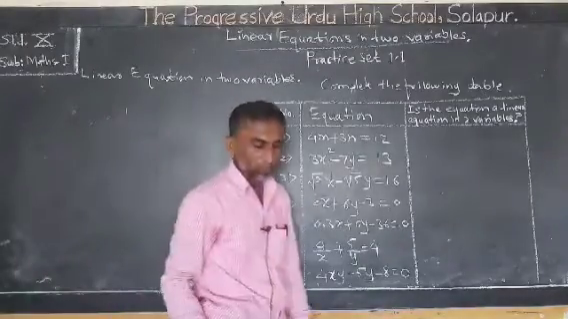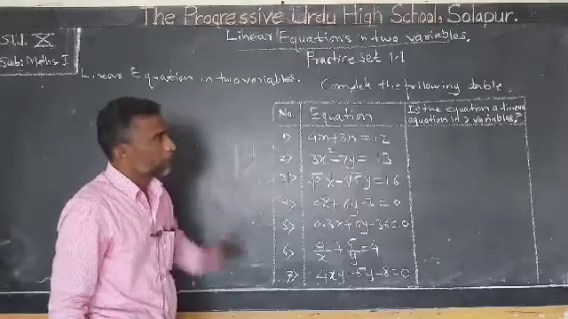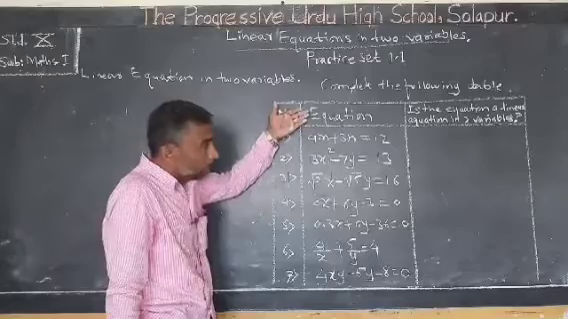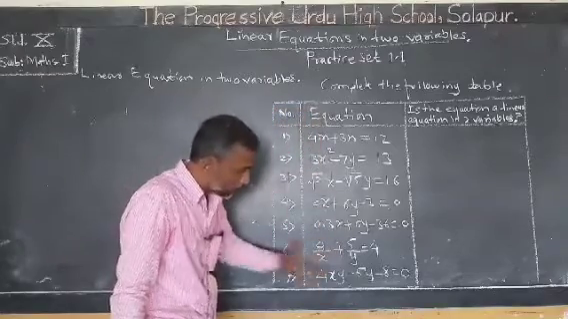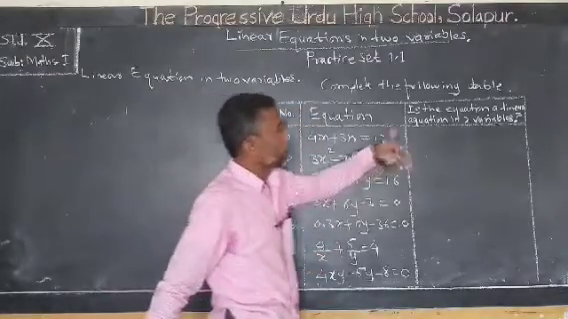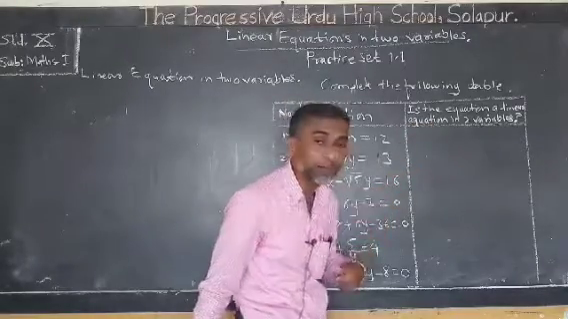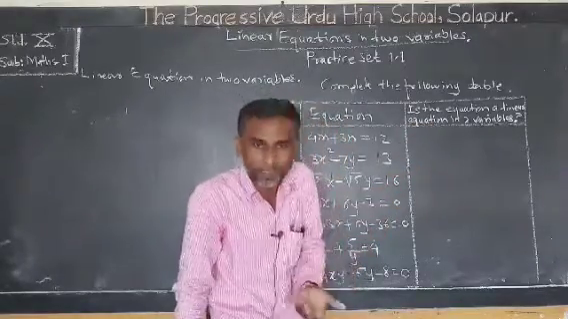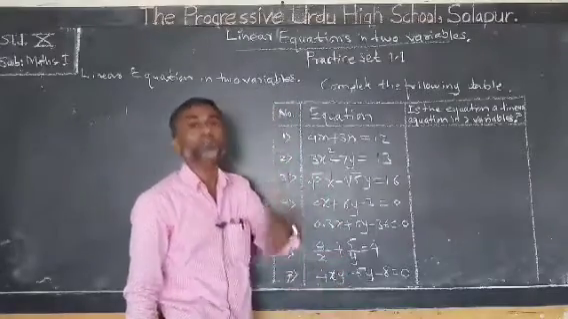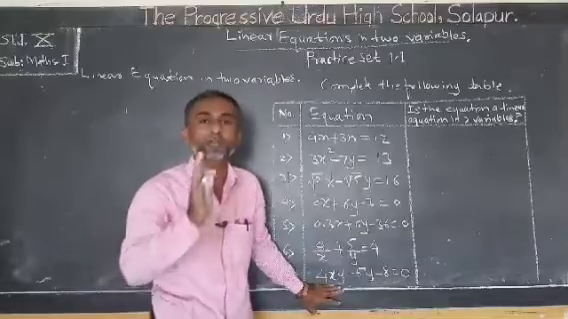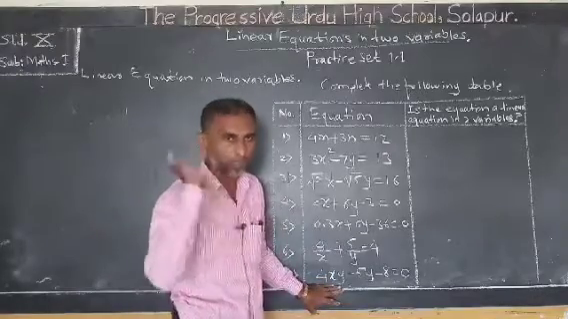Now, on page number 1, a table is given. You have to complete the table. In this table, equations are given, and in the second column, is the equation a linear equation in two variables? You have to give the answer, you have to identify, you have to justify whether these equations are linear equations in two variables or not.